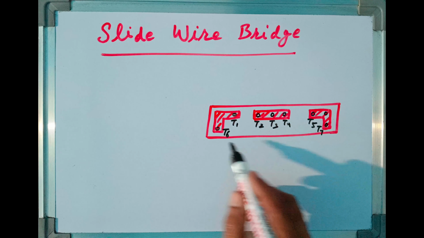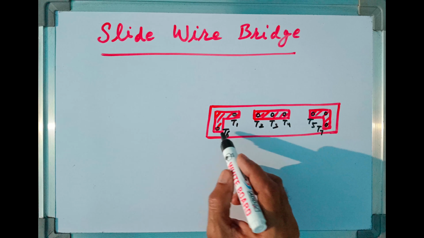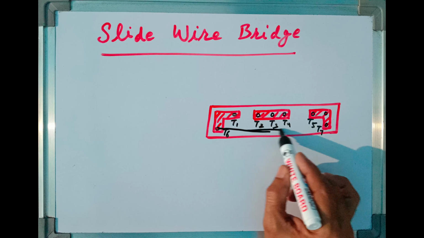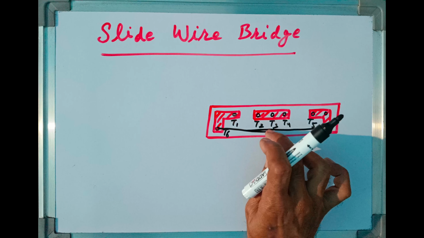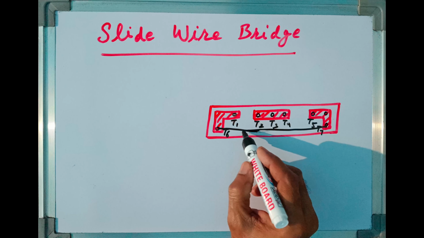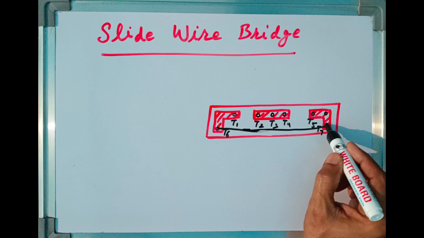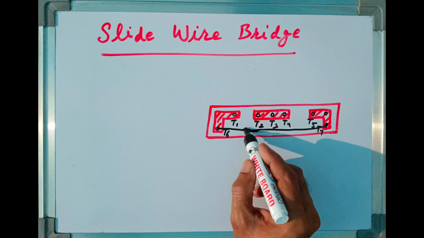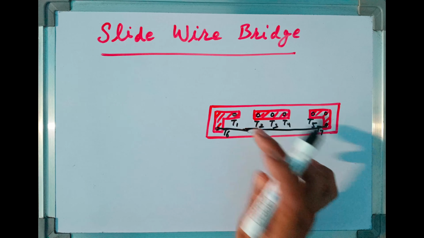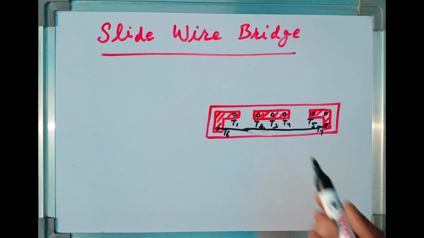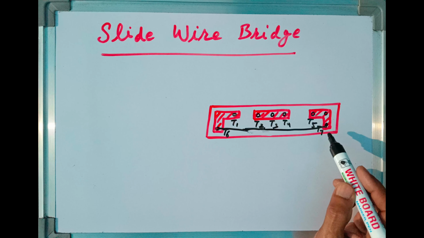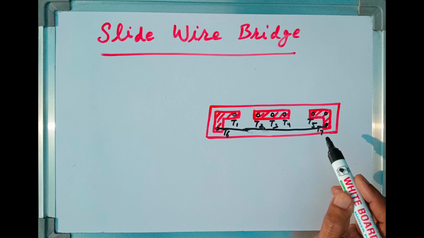And this terminal 6 and terminal 7 have a stretched metallic wire of uniform area of cross section. It is stretched between terminals T6 and T7, and length of this wire is exactly equal to 1 meter, and a meter scale is provided under this wire. So this is the construction of a slide wire bridge.